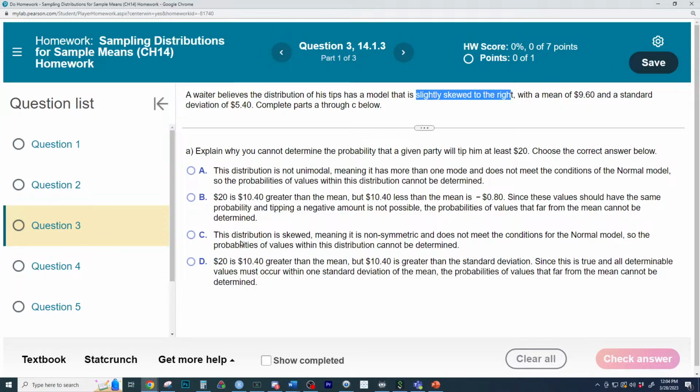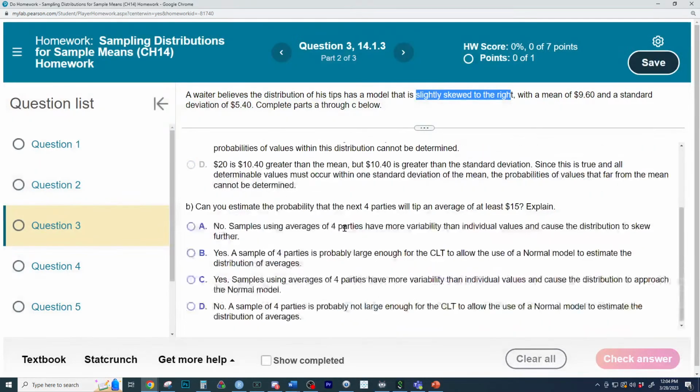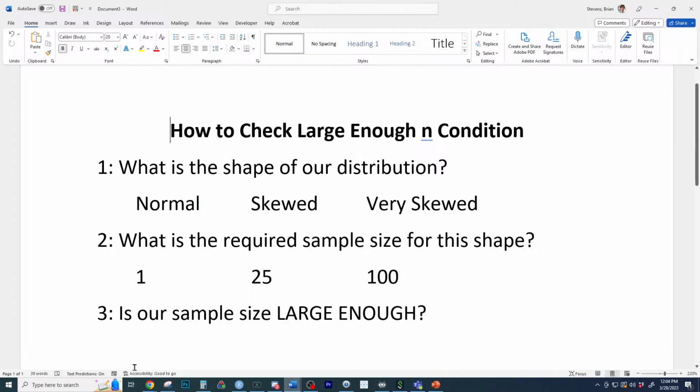So the distribution is skewed. So that sounds right. Meaning it's not symmetric and does not meet the conditions for normal, so the probability values cannot be determined. That literally sounds like it right there. I mean, it just kind of says, can you estimate the probability at the next 4 parties? Oh, it's not a large enough n. So since it's skewed, we need a sample size of at least 25, and that's what they're getting at right here. So since it's skewed, 4 is not at least 25.